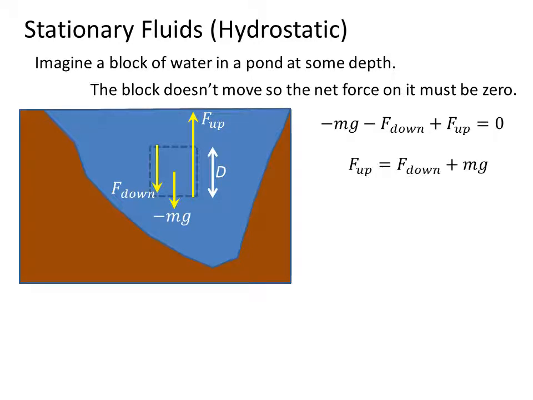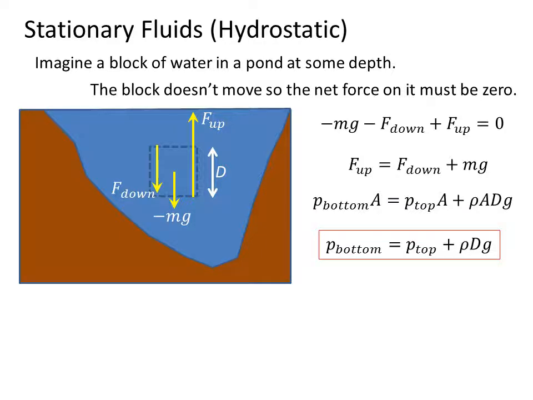We rearrange that, and the force up is equal to the force down plus mg. And we write that in terms of pressure. The force up is equal to the pressure on the bottom of the block times the area of the bottom of the block, which is equal to the force down, which is the pressure on top of the block times the area of the block, plus the mass times g, rewritten in terms of the density of the water, times the area times the height of the block d, times the acceleration of gravity.